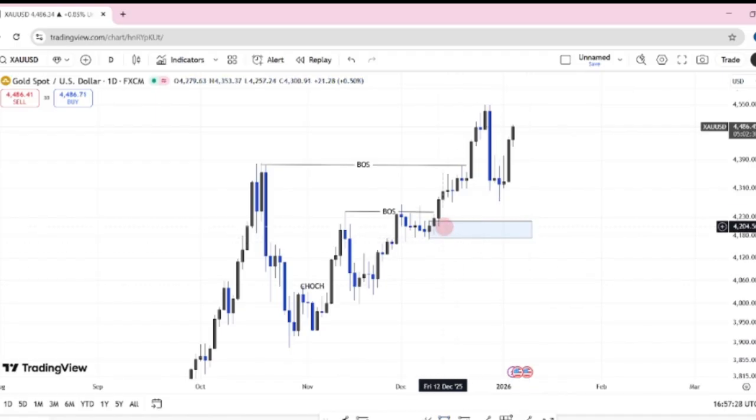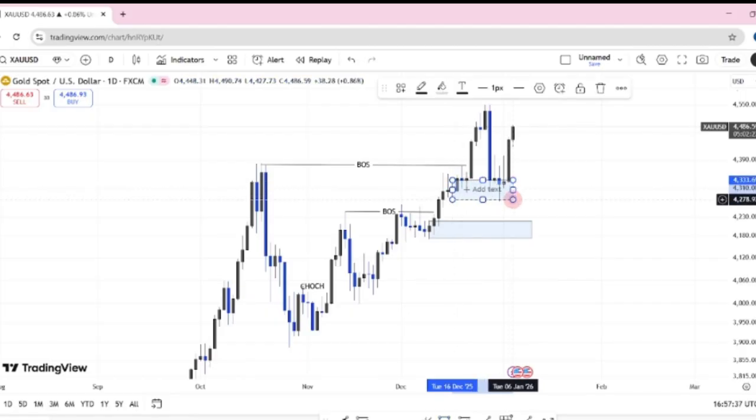We have this other block, and we have this fair value gap, and we also have this other block at this level here. This one. All right, so this is the one the price is currently reacting from, and if you watched the last market structure video I uploaded last week, you'll see that I explained all the reasons why gold should react from this level and why we should be expecting price to move to the upside.